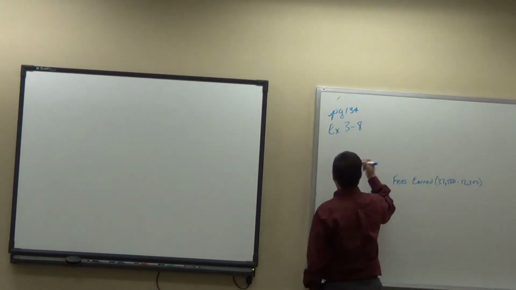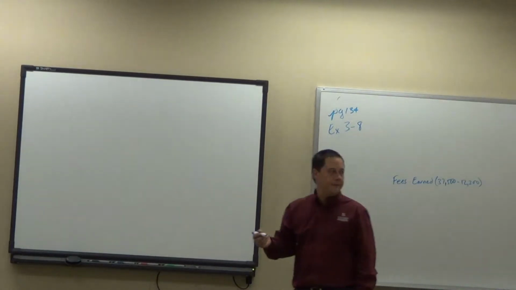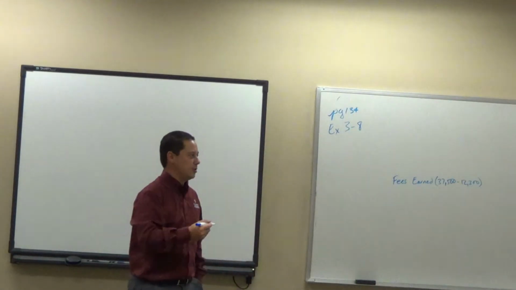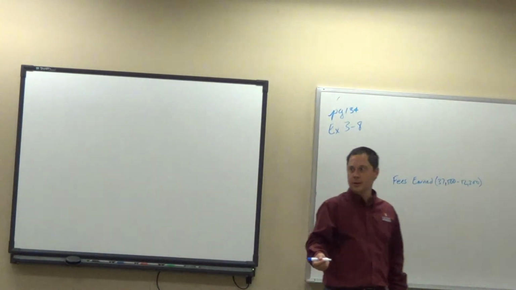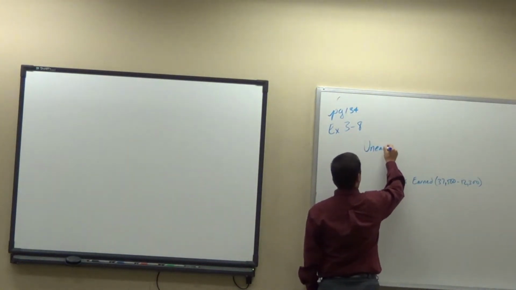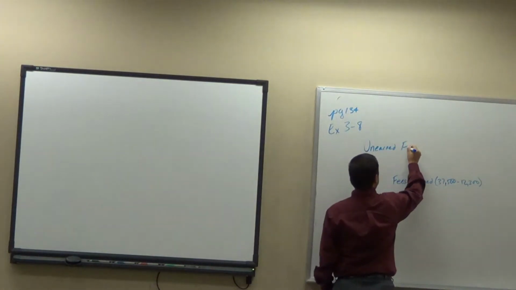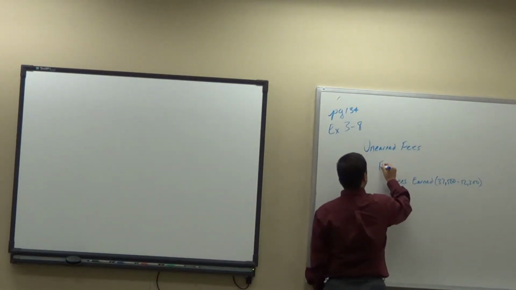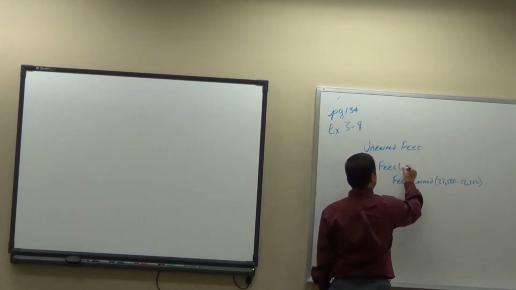Take this original amount minus that. So what I'm going to do is I need to reduce my unearned fees, right? So what do I do to reduce that? If it's a credit balance, what do I do? Debit. So I'm going to do the opposite of that. So unearned fees, and then I will have fees earned.